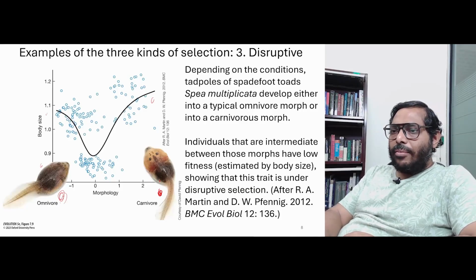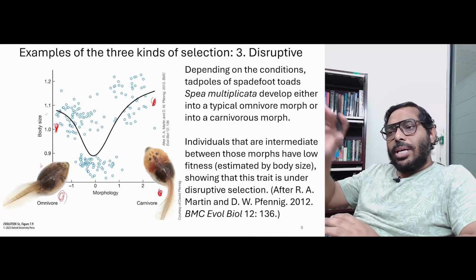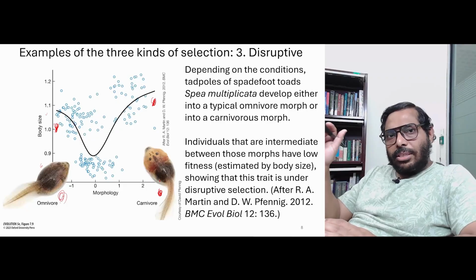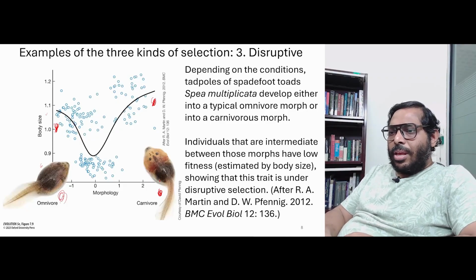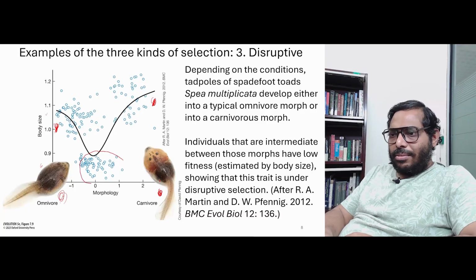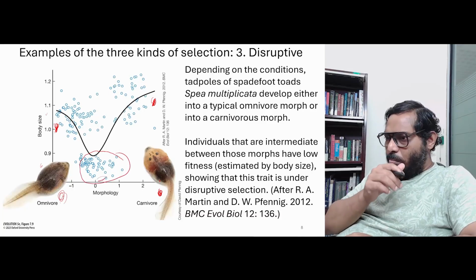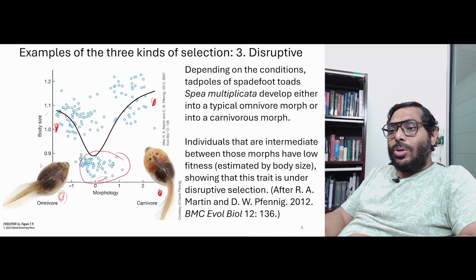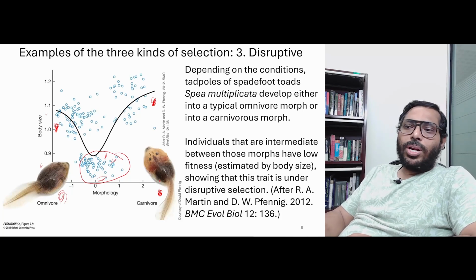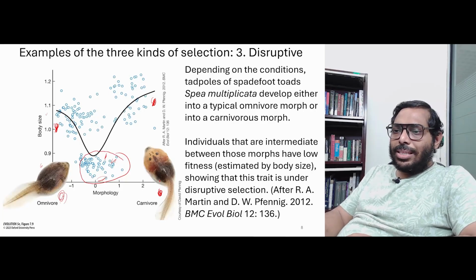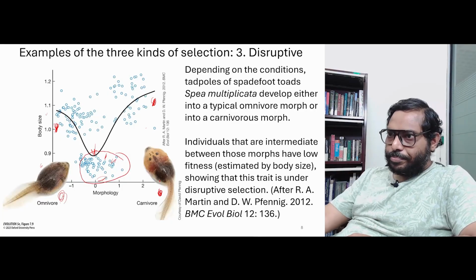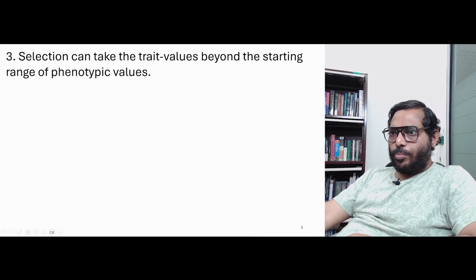It turns out that if you are an omnivore or a carnivore, in either case your body size is large and therefore you are going to have good fitness. However, if you are an intermediate, a generalist, somewhere between the omnivore and the carnivore morphology, then your body size becomes much lower, and therefore the fitness of this morph is much lower compared to the two other morphs. So, again, this is an example of disruptive selection where the intermediate form has low fitness and the two extreme forms have higher fitness. Okay, so that was number 2.